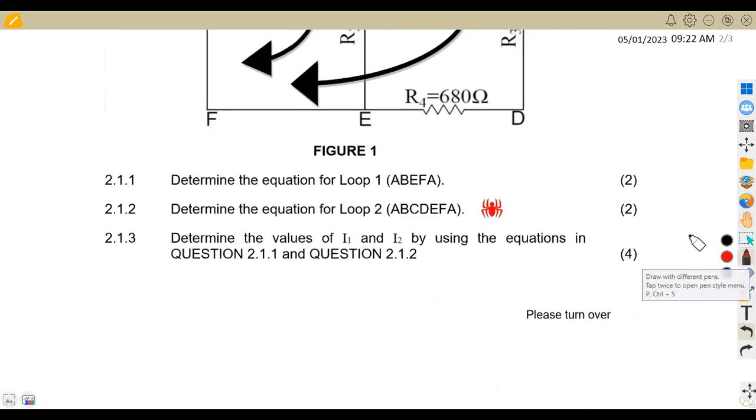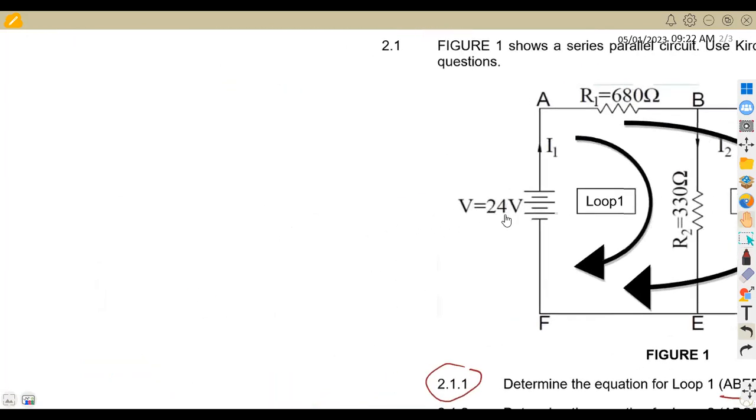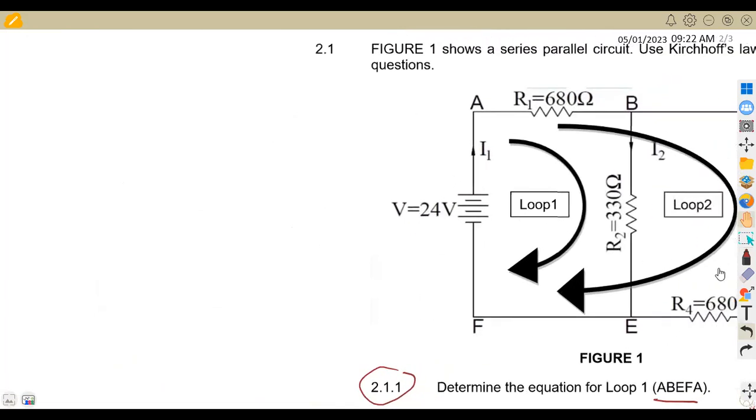We are given in 2.11 to determine the equation for loop 1, and we are given it as A, B, E, F, A, which is loop 1 in this case. So this is A, B, E, F back to A. This is the loop that we are going to be focusing on, so I'm just going to take up to this part here. This is 2.11, which is given as A, B, E, F, A.